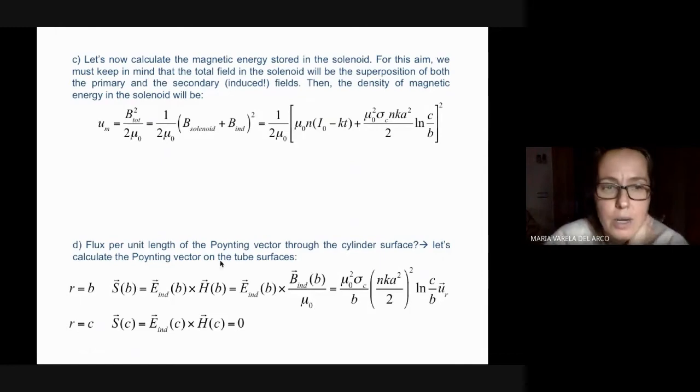Oh, well, there's an animation missing there. Sorry about that. Let's just look at the upper part of this slide. So now we can calculate the magnetic energy stored in the whole solenoid.